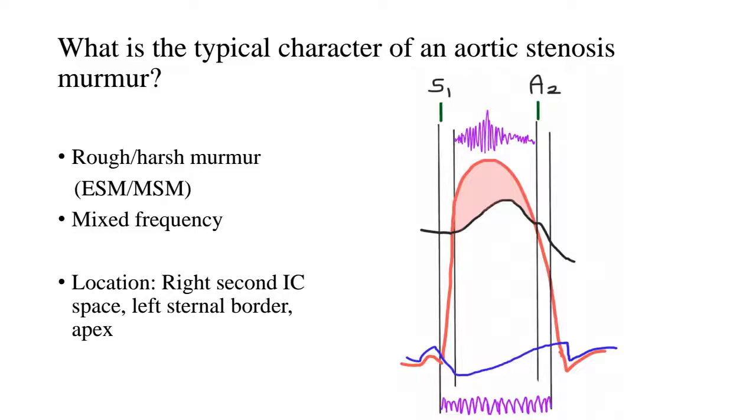Now, where do you auscultate this murmur? Most commonly, it is heard in the right second intercostal space, but it can also be heard over the left sternal border and also the apex.